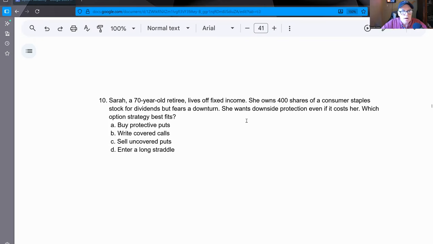Rebecca, a 70-year-old retiree, lives off fixed income. She owns 400 shares of a consumer staple stock for dividends, but fears a downturn. She wants downside protection, even if it costs her. Which option strategy best fits? Buy protective puts, baby. She wants protection. Boom, buy puts.